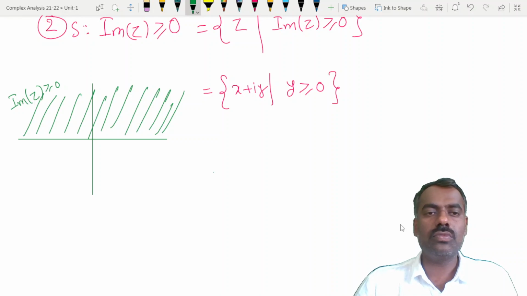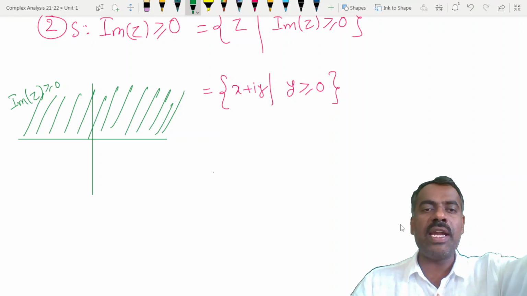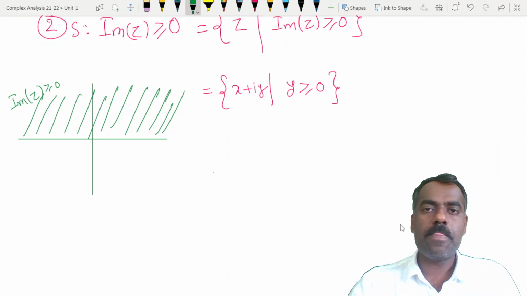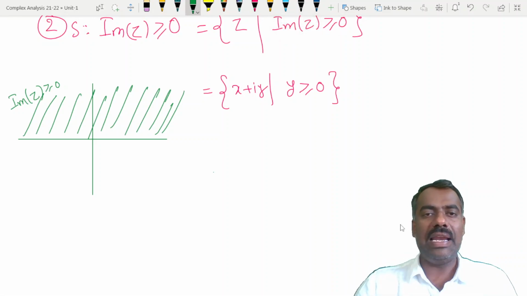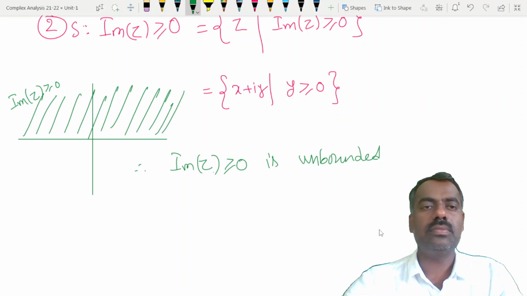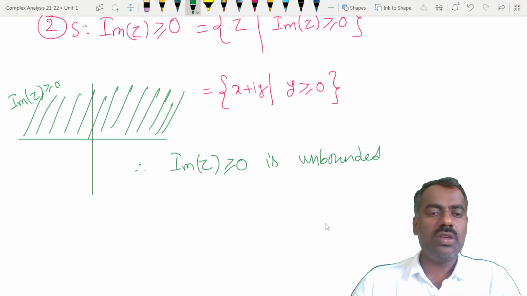There is no end. It keeps going. So you cannot find a fixed circle where this imaginary part of Z completely lies. Therefore, this set, imaginary part of Z greater than or equal to 0, is an unbounded set. Is that clear?